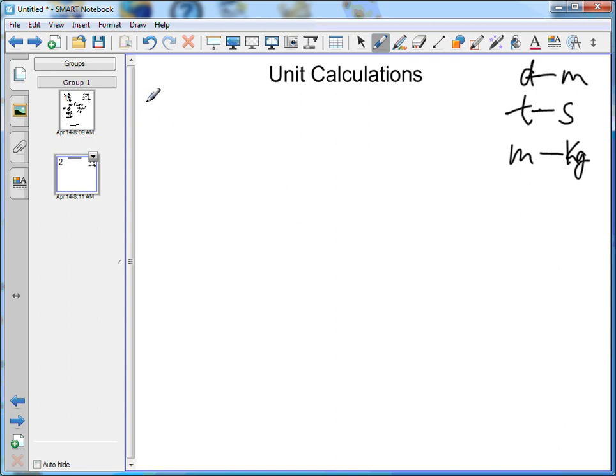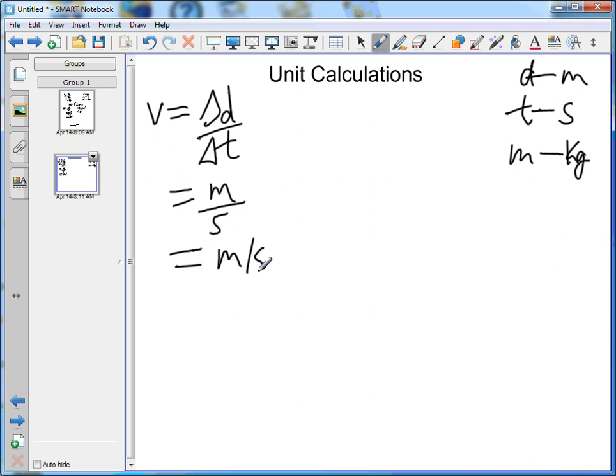Now we know that the formula for velocity is equal to delta D over delta T. Now if we ignore numbers and we just look at units right now, okay? Displacement measured in meters, time measured in seconds. Therefore, we know that a velocity has to be measured in meters per second.